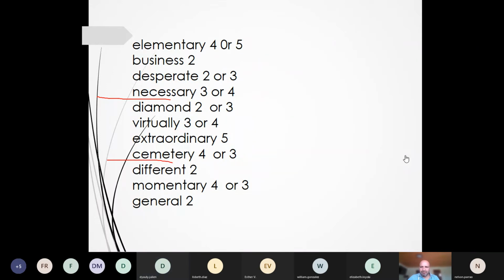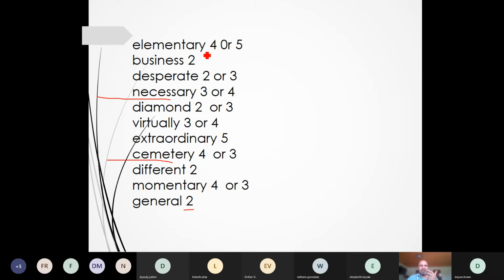And for the last set, Catalina, would you mind? Diane, sorry. Okay, thank you. Different, momentary, and general. Perfect. General. Excellent. Very well done.